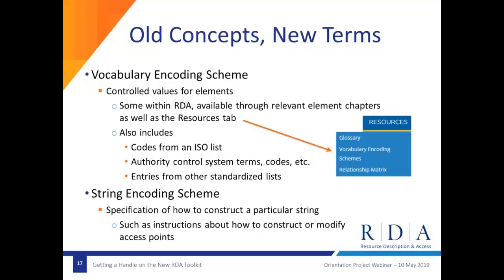A string encoding scheme is somewhat related to that. It's really specifying how to construct a particular string. And any of you who have ever constructed an access point but not created a corresponding authority record, you have actually applied a string encoding scheme that tells you for a personal name to put the surname first, followed by the given name, separating those with a comma and so forth. That is how you construct something, a string encoding scheme.